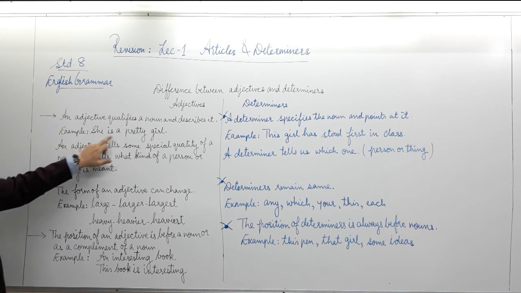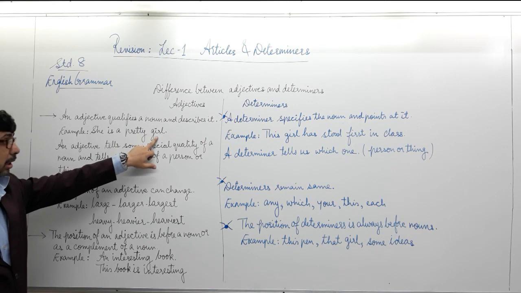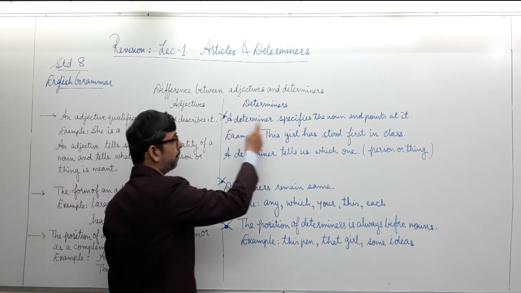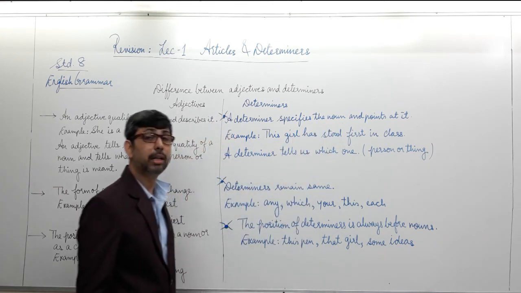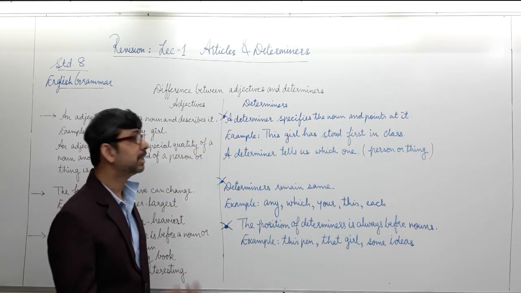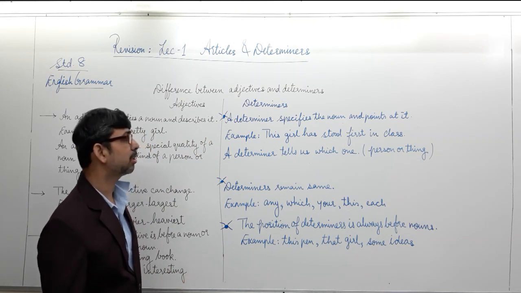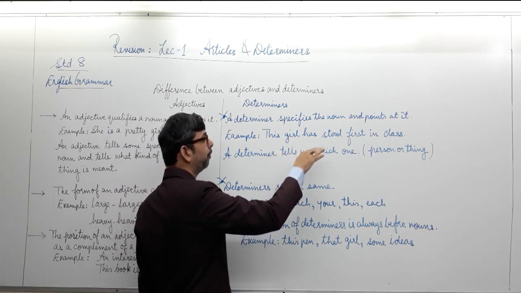Example, she is a pretty girl. So here the word pretty is describing the noun girl. Whereas, if you see the difference over here, a determiner specifies the noun and points at it. It does not describe it, perhaps it points at it and specifies what it is or tells us what it is. Example, this girl has stood first in the class.